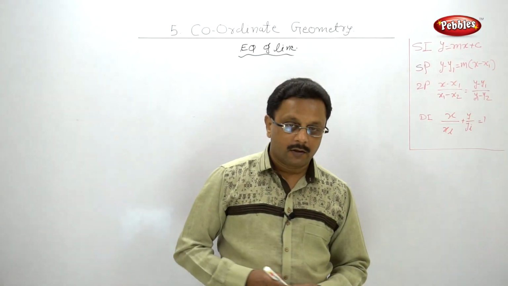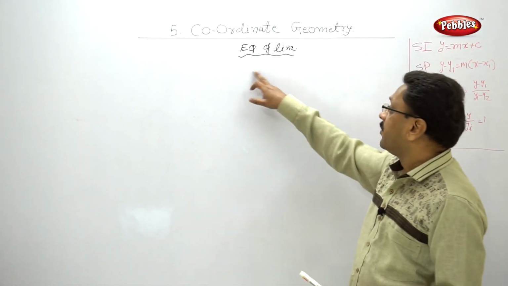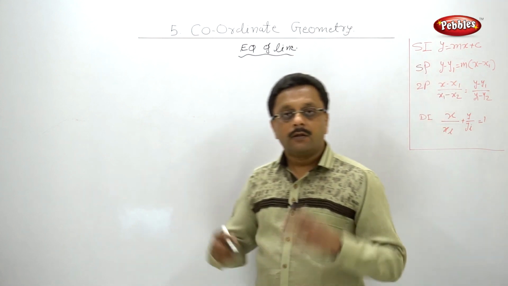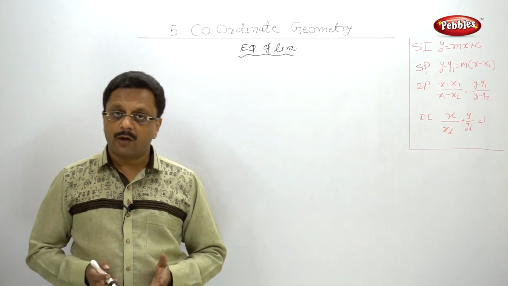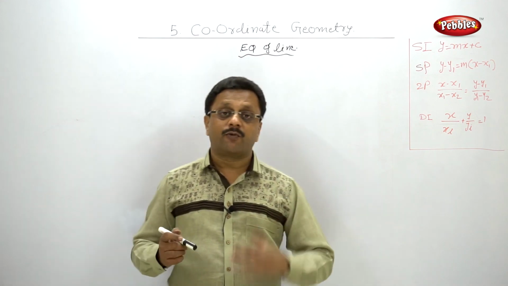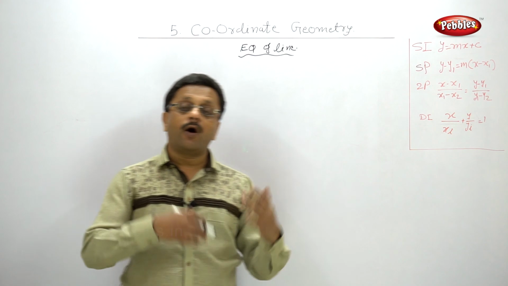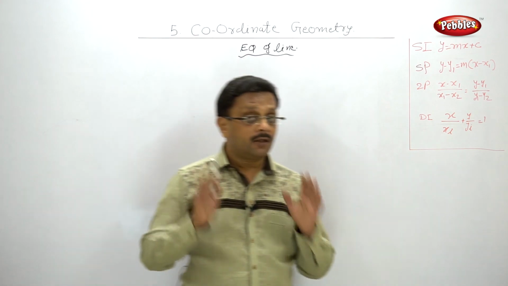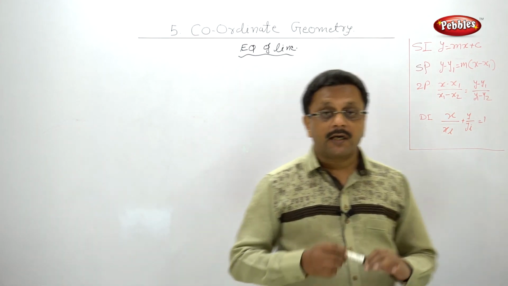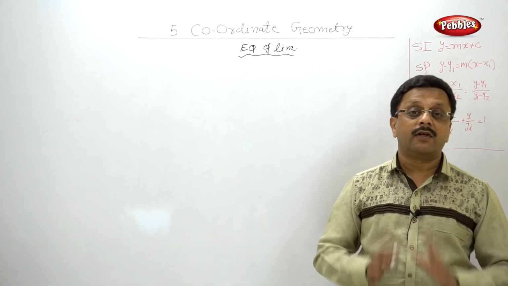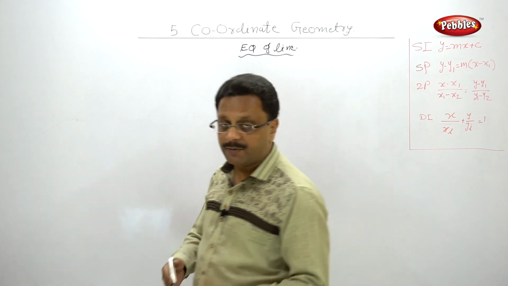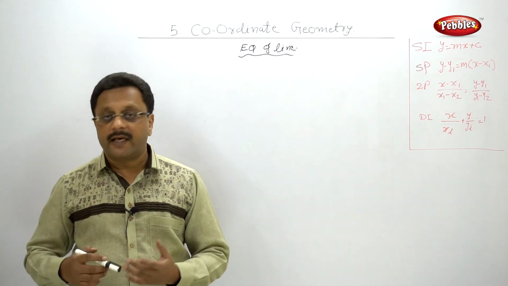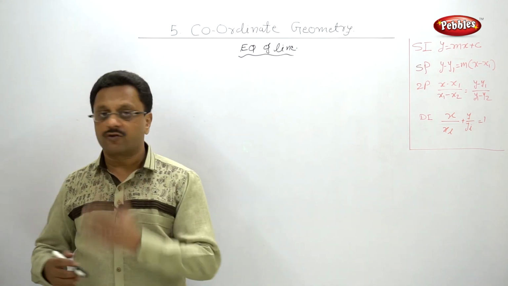Hello friends, now we are going to start the topic equation of line. In equation of line there are four types. First of all, we will see all the four types one by one. All these four forms depend on what is given. After that we will solve some examples and then we will solve the exercises 5.2, 5.3 and so on.